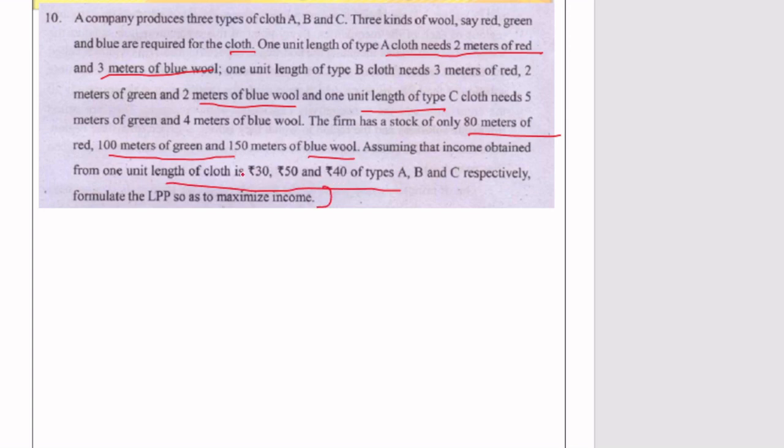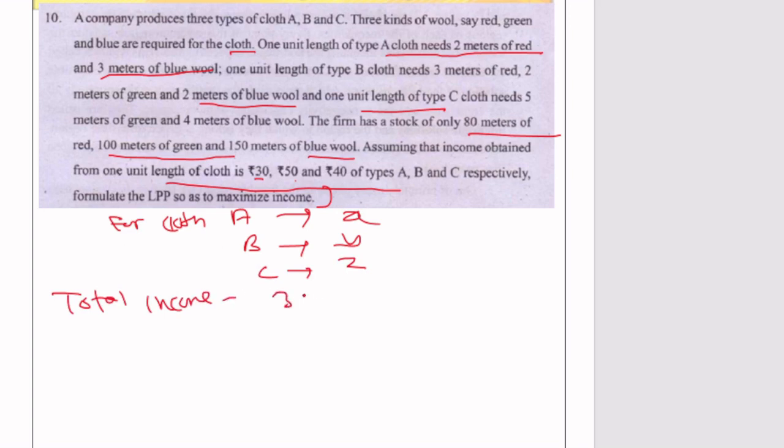Formulate to maximize income. So you have to maximize the income. How is income coming? Again, 30, 50, 40 for A, B, C. So here we have to assume three variables: for cloth A, let's say X, for cloth B, let's say Y, and for cloth C, let's say Z. So the total income will be 30X plus 50Y plus 40Z. This is the total income. This you have to maximize, using the conditions they have given.